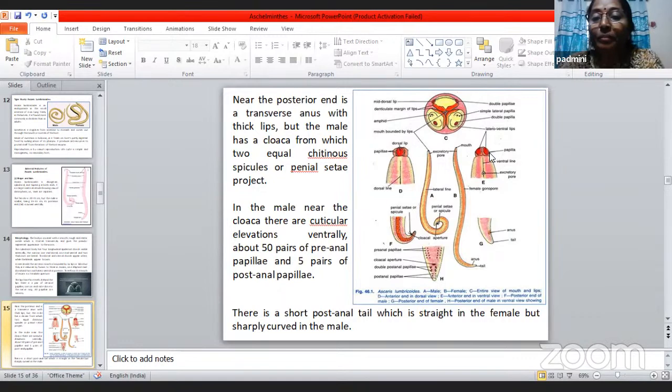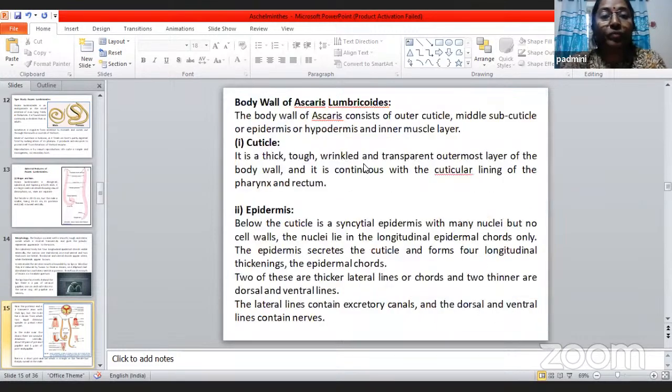Then you have papillae at the mouth region, then a ventral line, and an excretory pore present on either side. And these are triradiate lips you find. So this is a triradiate elliptical anterior region and two ventral ones, which are oval in shape. So this is the shape of the mouth.